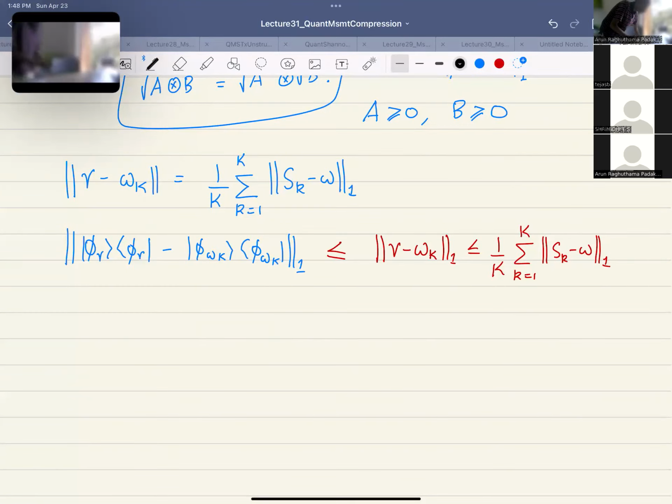Okay, what do you think? Is this correct?